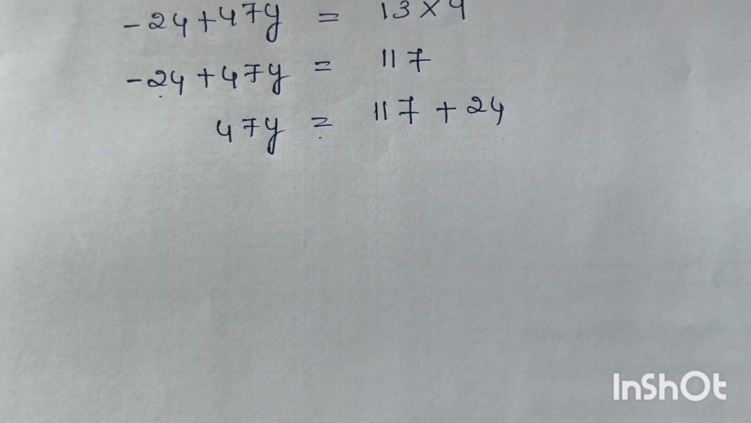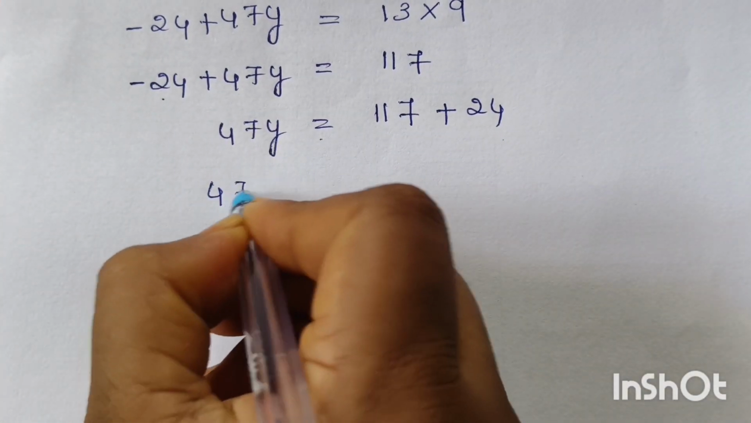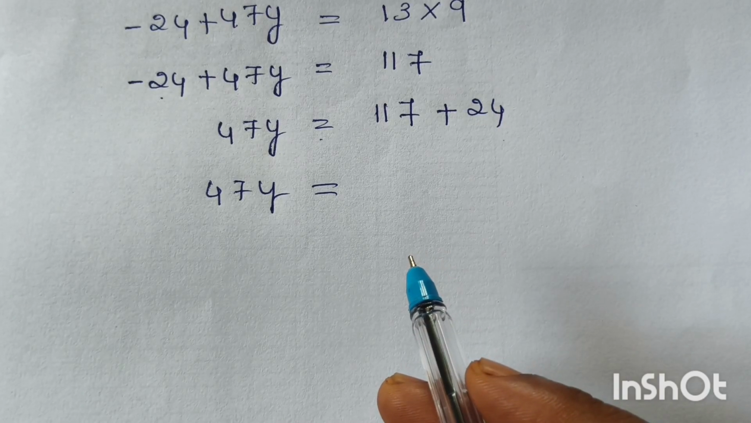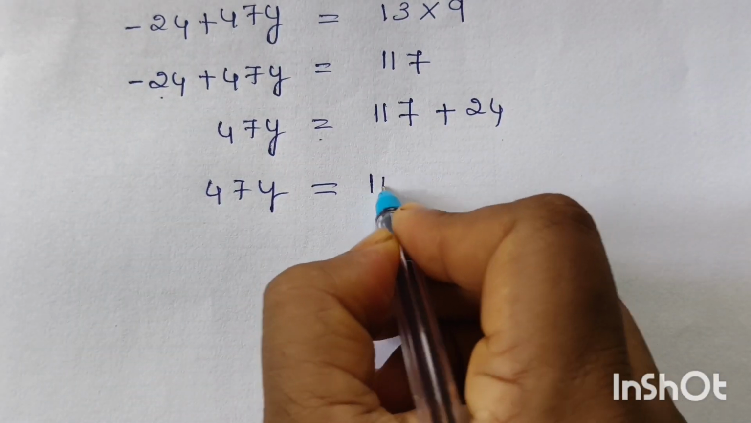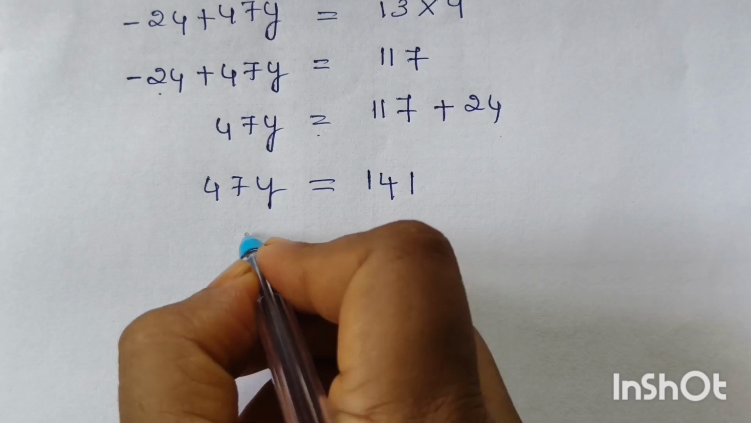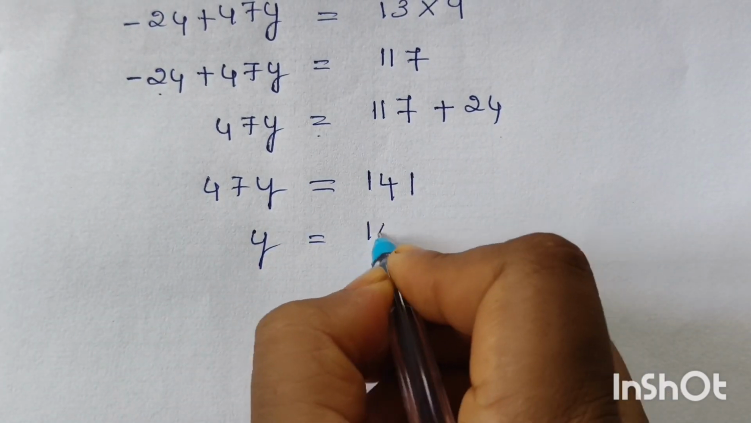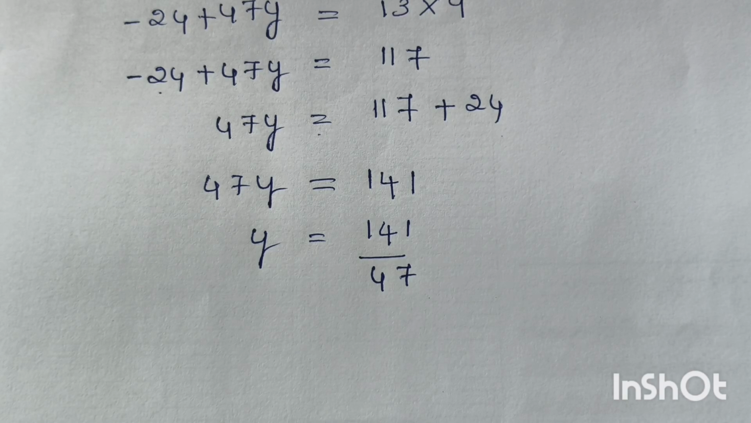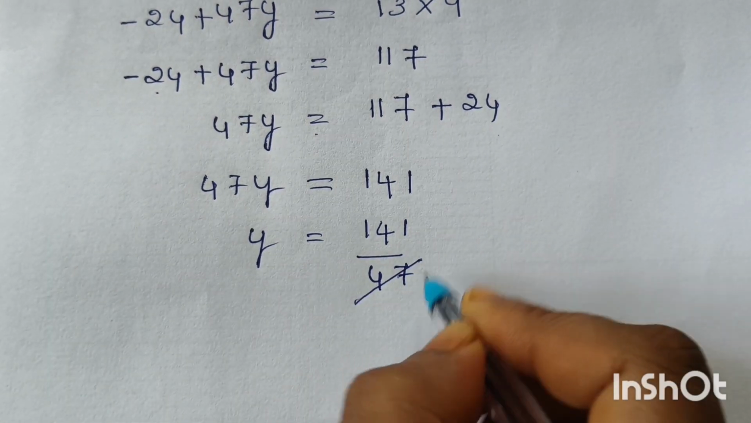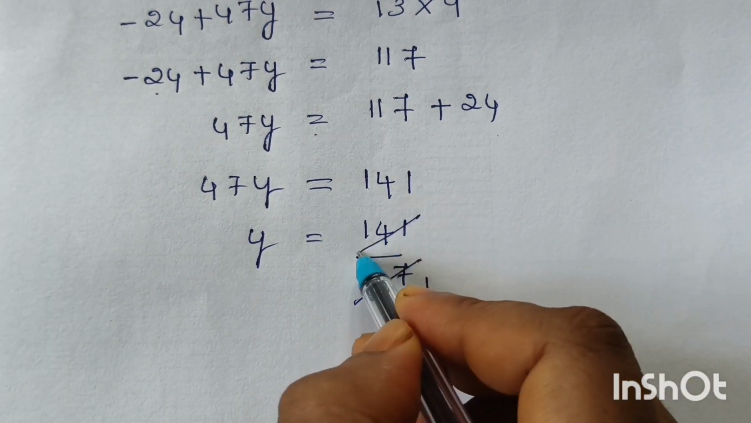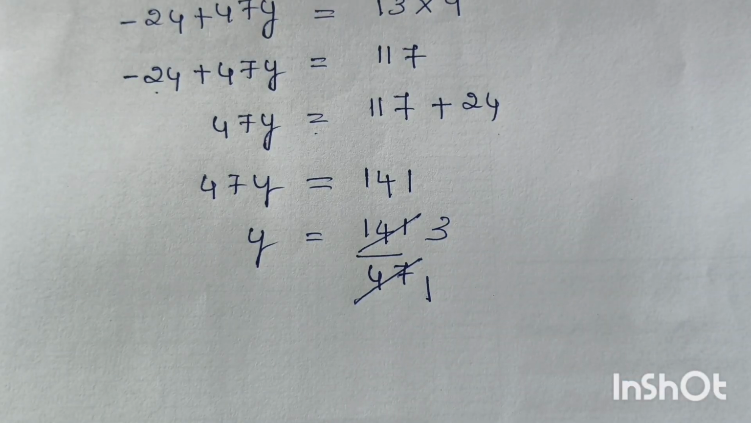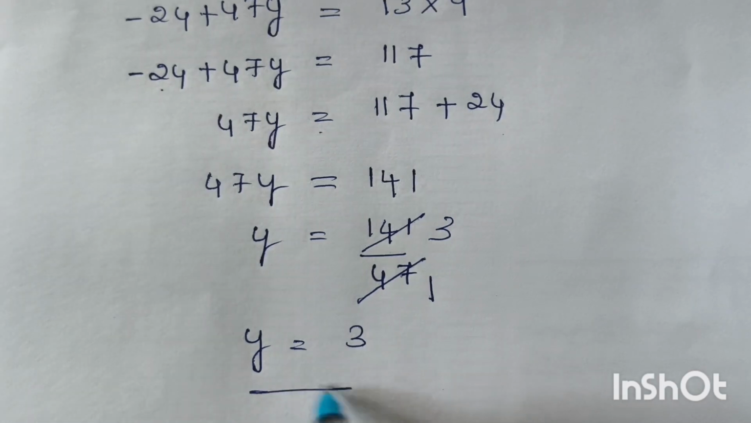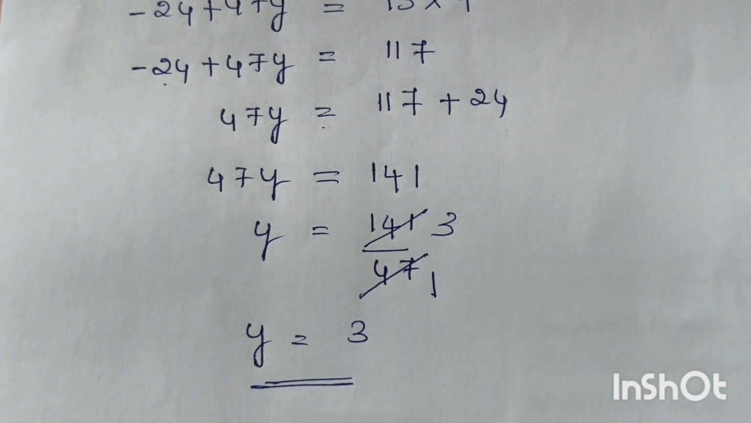Therefore 47y is equal to 117 plus 24, which is 141. y is equal to 141 divided by 47. You can cancel this: 47 ones are 47, 47 3s are 141. Therefore y is equal to 3. Okay, we got the value of y.